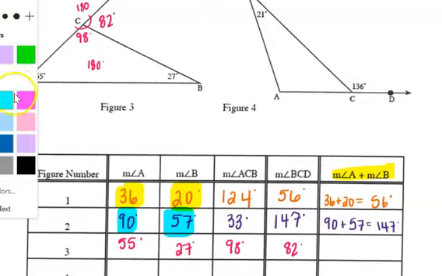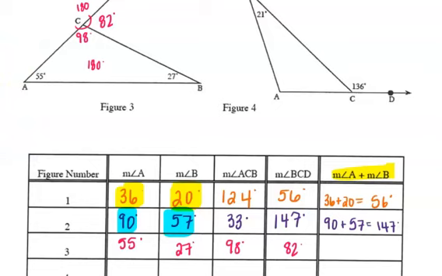And once again, let's go through. A plus B, we have 55 plus 27. What does that equal? 82. Okay, by now I'm really hoping it's starting to become pretty obvious what that pattern is. All right, we got one more.